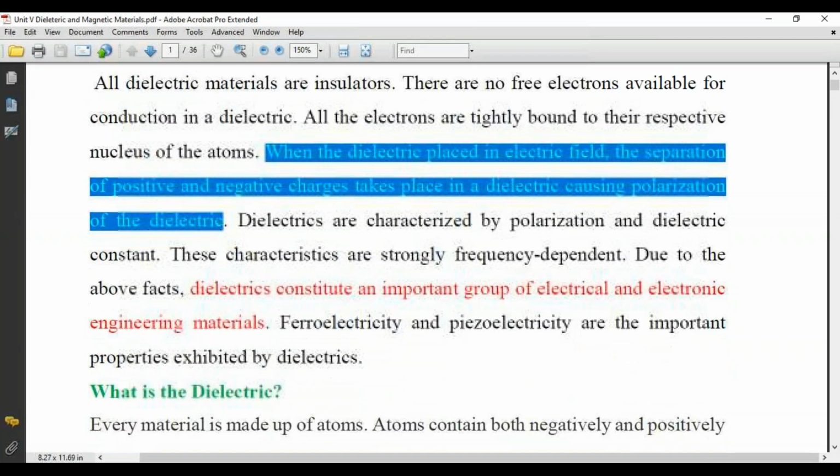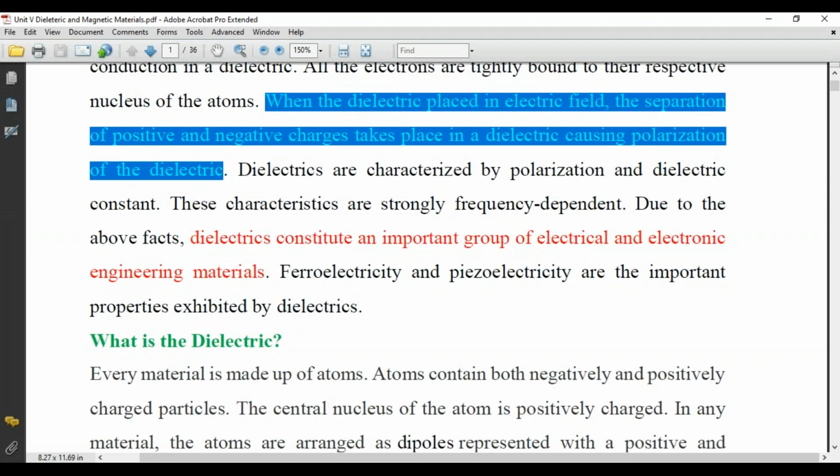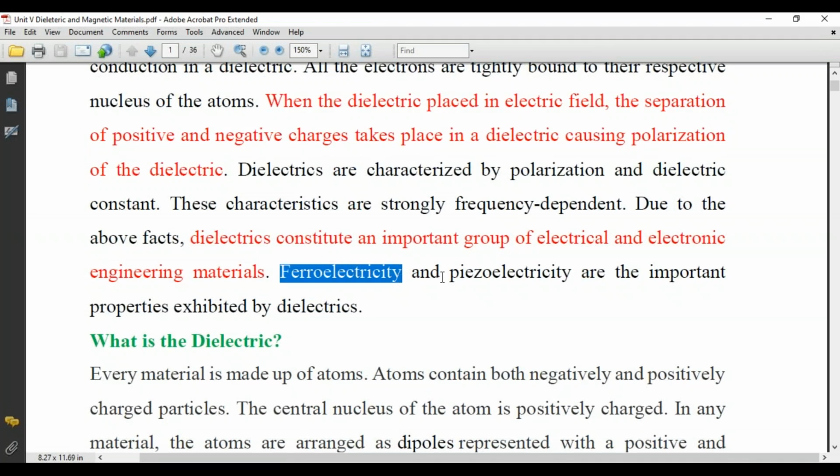These dielectric materials always have a strong frequency dependence, and some dielectric materials are also temperature dependent. Due to the above facts, dielectrics constitute an important group of electrical and electronic engineering materials. These materials are used in so many applications. Some of the materials are ferroelectric materials and piezoelectric materials. These are two important types of dielectric materials, and they are used in so many applications.